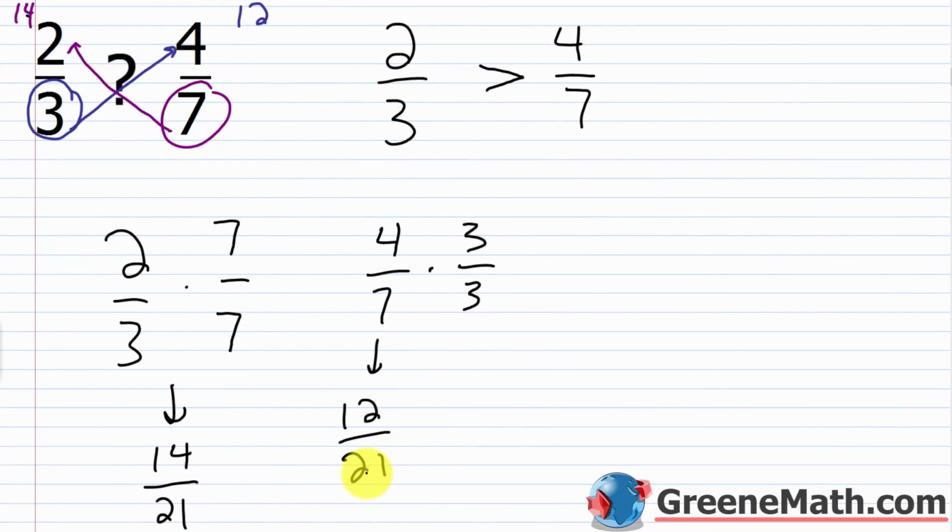Again, the denominator is going to be the same, so I only need to think about what the numerator would be. That's why we cross multiply and say, okay, the numerator would be 14 here, and the numerator over here would be 12. 14 is greater than 12, and so 2/3 is going to be the greater fraction.